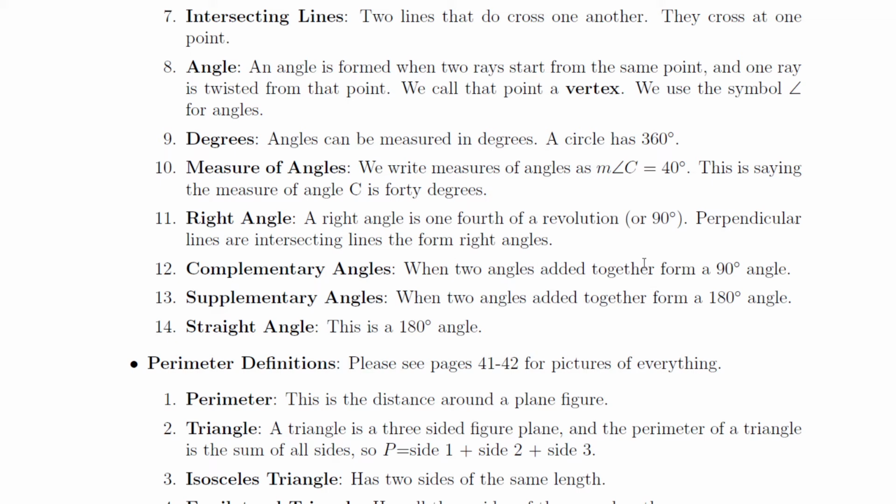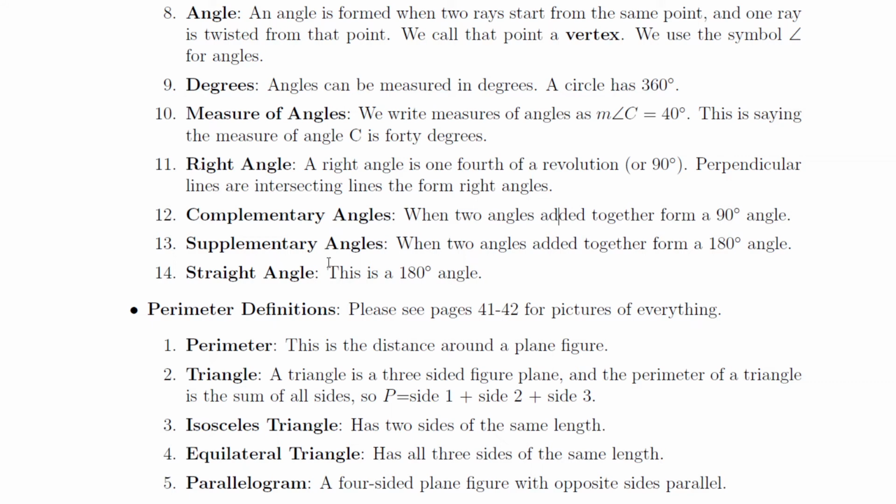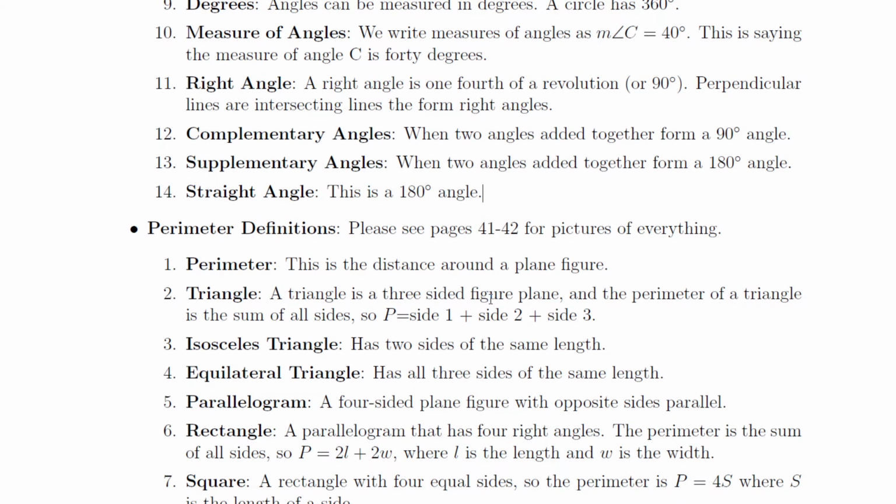So the two angles added together form a 90-degree angle, and the same kind of applies to a supplementary angle, except the difference with a supplementary angle is that it forms a 180-degree angle. So if you take two right angles and add them together, you get a supplementary angle, that they are both supplementary with one another. Alright, so a straight angle is 180 degrees. Like I said before, it's a straight line.